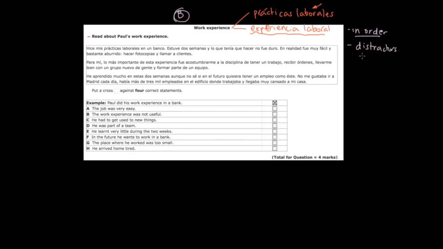You need to work for it. And another thing you need to remember is read the whole text before you start looking for answers, okay? So let's have a look at the question itself then. So we need to read about Paul's work experience, and we said then we need to cross out four out of eight. So let's have a look what vocabulary we might come across, and what vocabulary we need to be aware of.